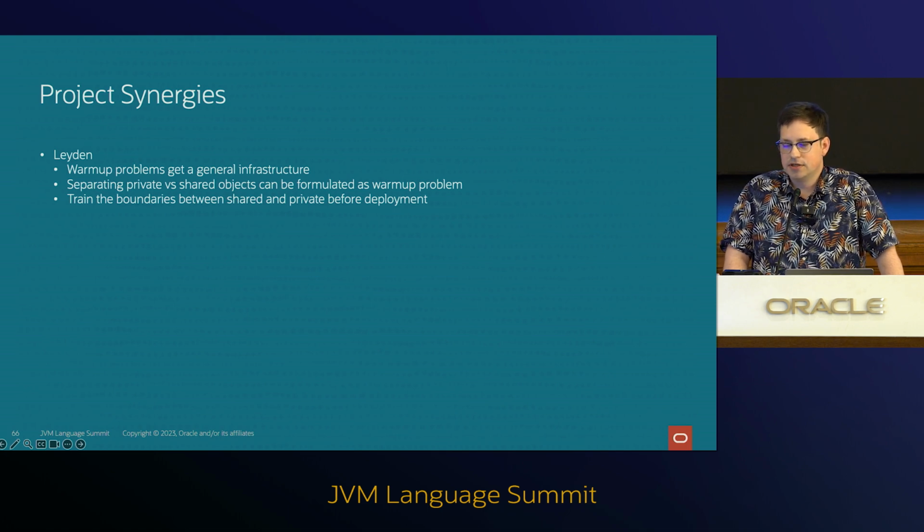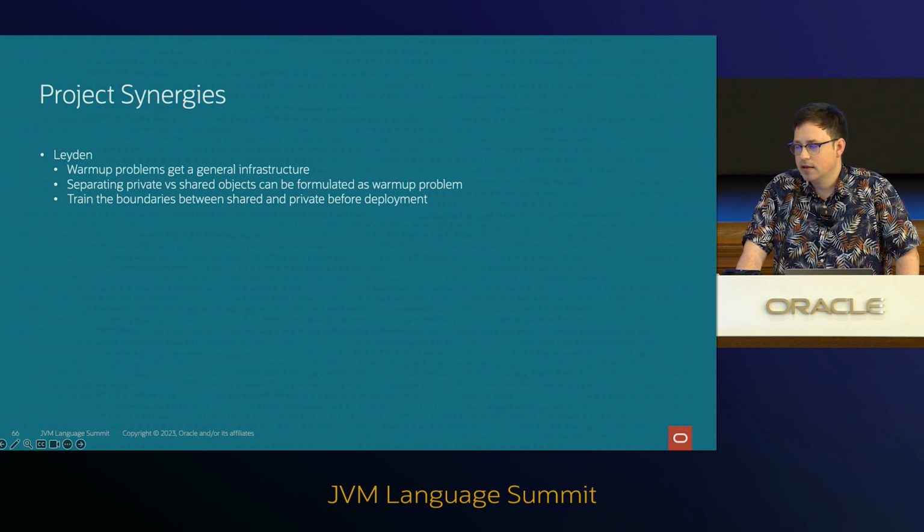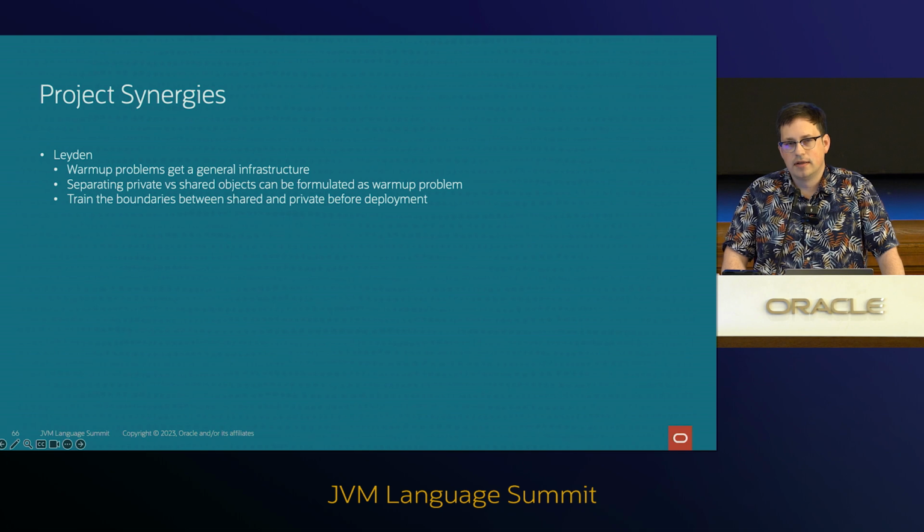Another interesting synergy is with Project Leyden. The reason for this is that we're now getting some good infrastructure for warm-up problems. And as it turns out, finding the boundaries between private and shared objects is something that you can define as a warm-up problem, which is my intention. Essentially, we train the boundaries between shared and private objects, learn from mistakes, and then you can do this learning before deployment, serialize it, and when you start running at deployment time, well, we'll already know the boundaries.